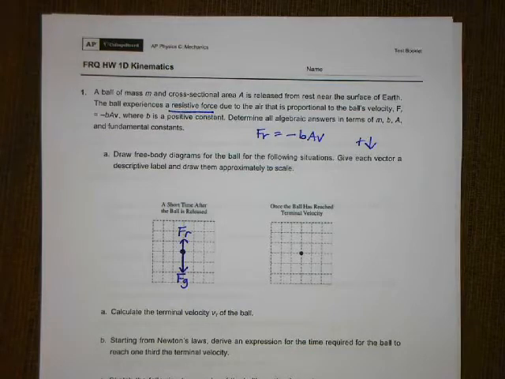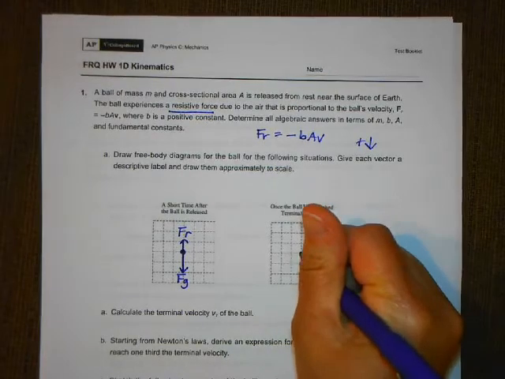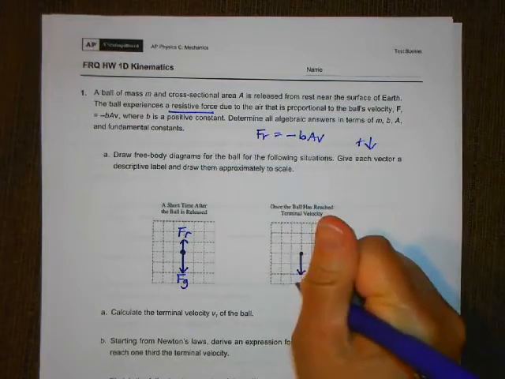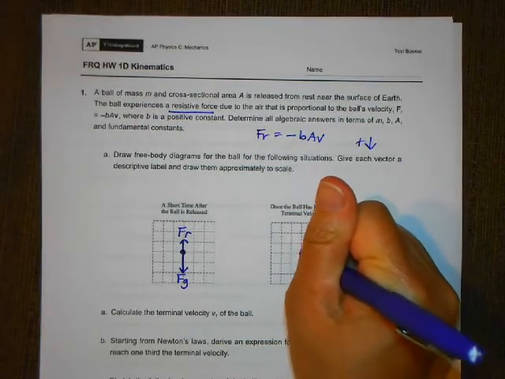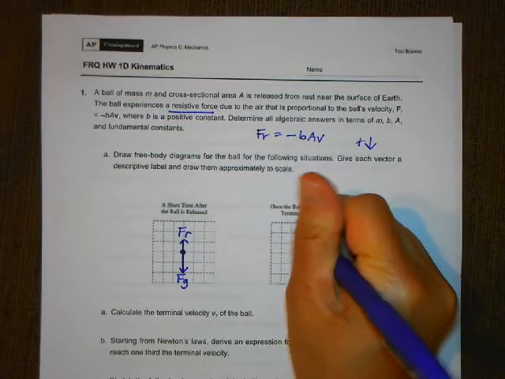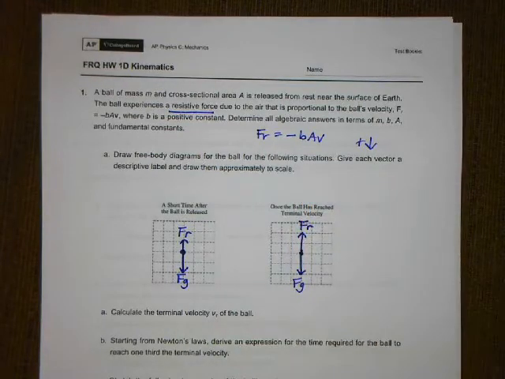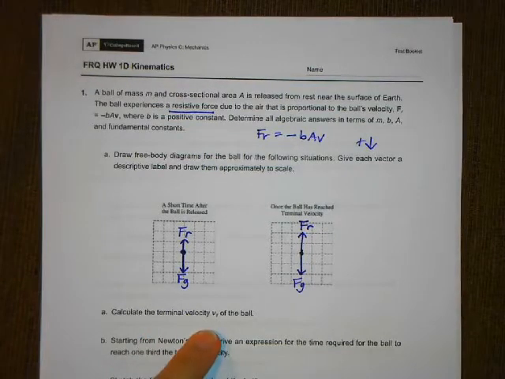Remember, terminal velocity is the fastest possible speed, so that means the acceleration is 0. When it reaches terminal velocity, the forces are balanced. So now I'm going to have my force of weight the same as there, and now I'm going to have my resistive force. They're going to be balanced. Okay.